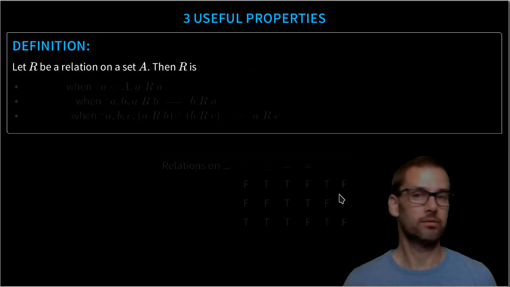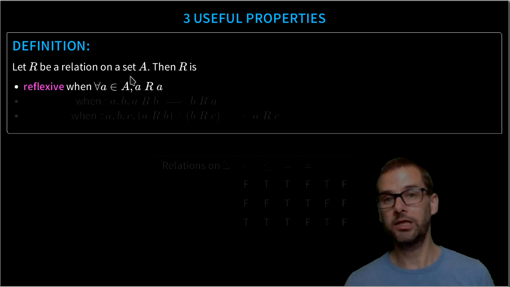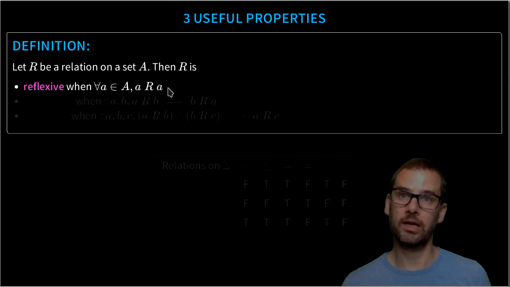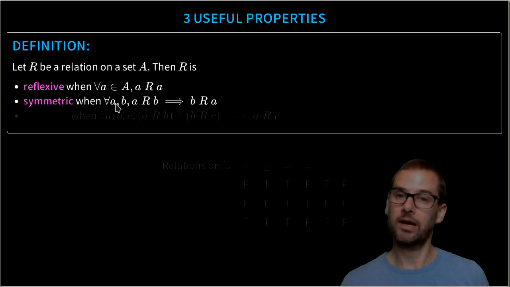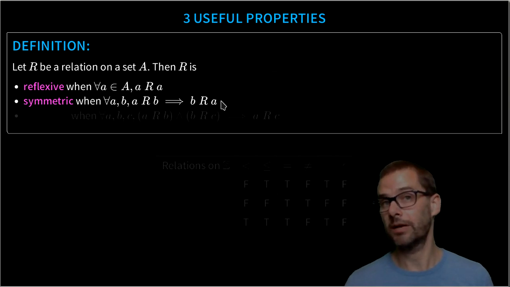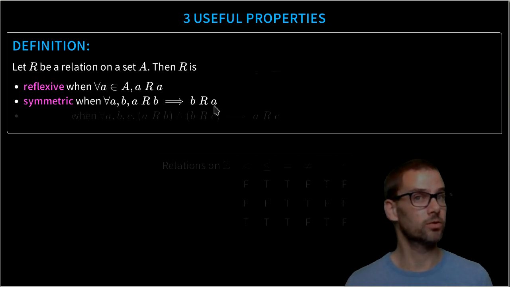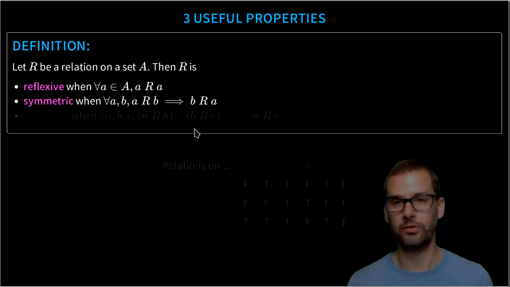Okay. So here are three useful properties, two of which we just saw on the previous slide. A relation on a set A is reflexive when every element is related to itself. So for every a in A, a R a. It's symmetric when, if we take any pair of elements a, b, if a is related to b, then b is related to a. For example, equality does this, but less than or equal to does not, nor does divisible by.